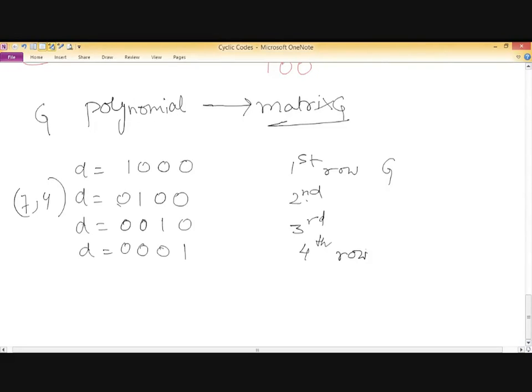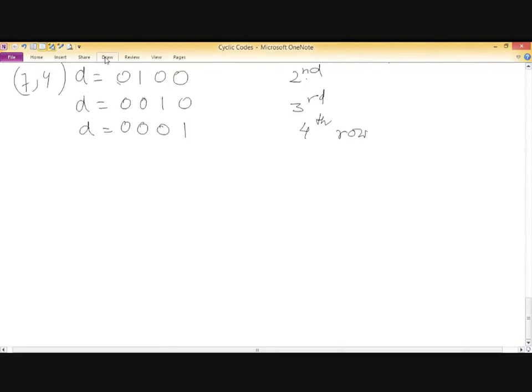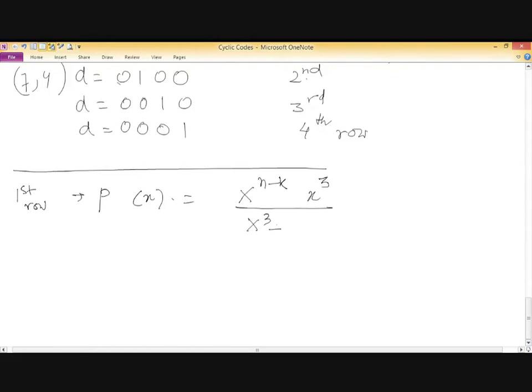So can we form a systematic G matrix? Yes. How to find the parity polynomial of the first row? Parity polynomial of first row कैसे मिलेगा? That will be x to the power of n minus k into x cube, divided by generator polynomial, that is x cube plus x square plus 1. अभी हम x cube plus x square plus 1 ही लेके चल रहे हैं. Another polynomial is x cube plus x plus 1, वो भी लिया जा सकता है.